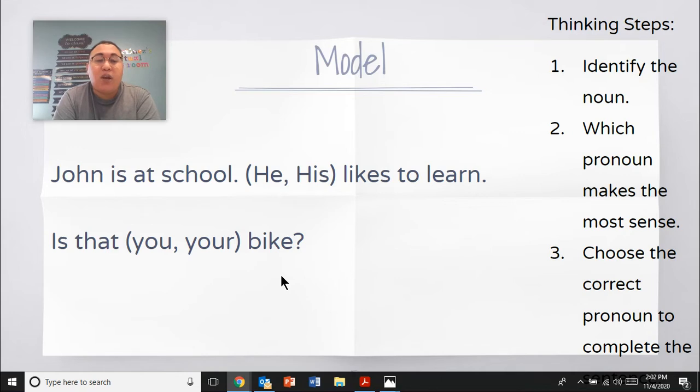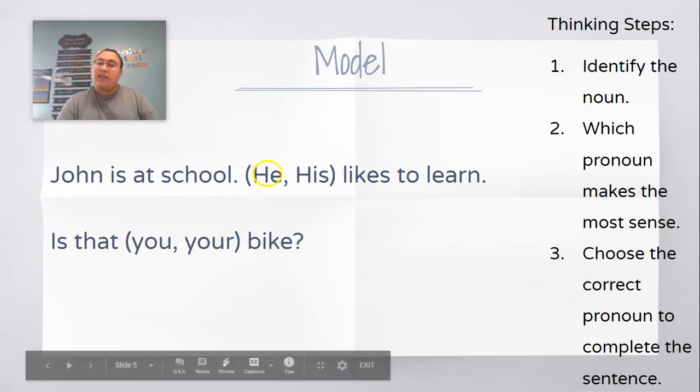So number 1 says, John is at school. He, his, likes to learn. So what is the noun in this sentence? The noun is John, right? It's John here. So John must be a boy. So would I use he or his? So I'm going to use both to see which one makes the most sense. He likes to learn. His likes to learn. Does anything belong to him right now? No, it's just saying that he likes to learn. So he is the pronoun that I would use.